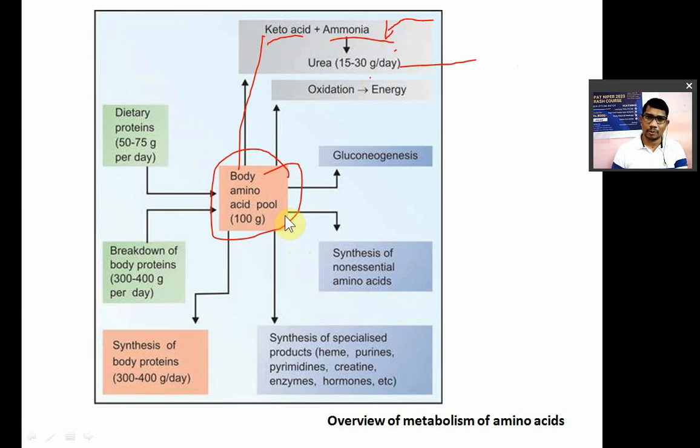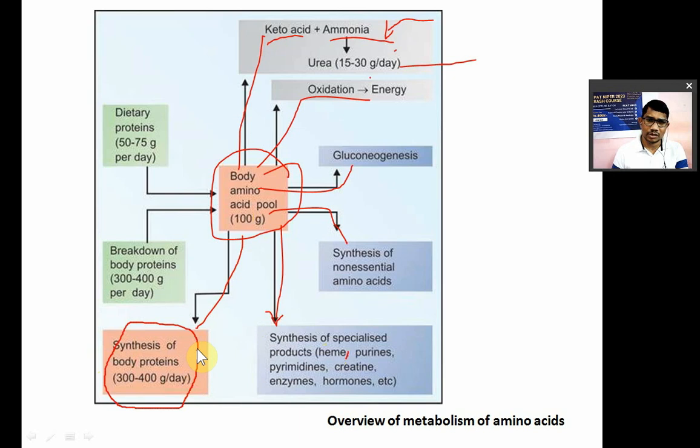Now, amino acid can be used for oxidation purpose to get energy. From amino acid there is synthesis of glucose, there is gluconeogenesis. From amino acids, again, synthesis of non-essential amino acids will be there. From amino acids only, synthesis of specialized, different important body products, like heme, purines, pyrimidines, creatinine, enzymes and hormones. From the amino acids only, synthesis of body proteins. Whatever proteins are required in the body, that will be synthesized through amino acids.